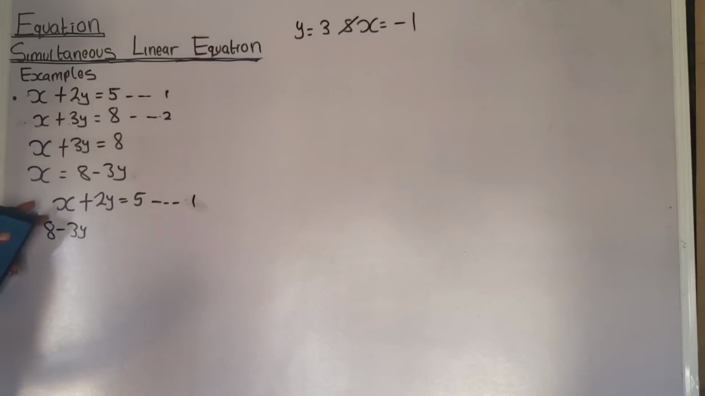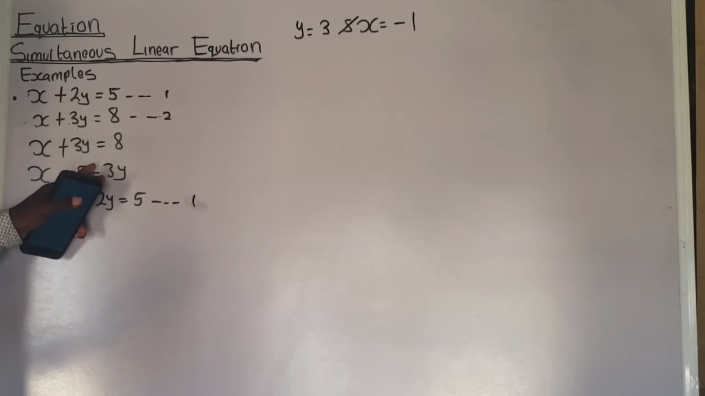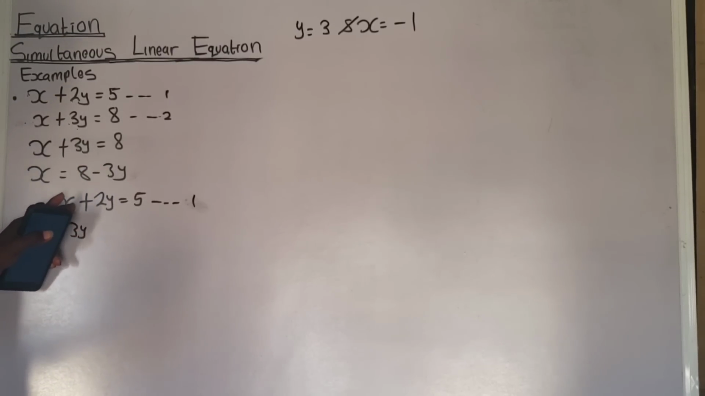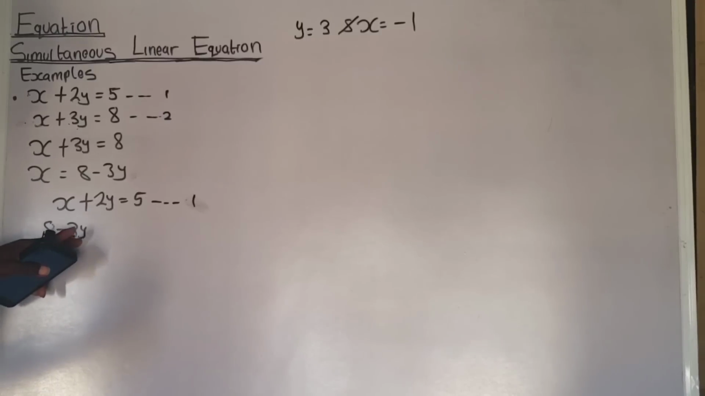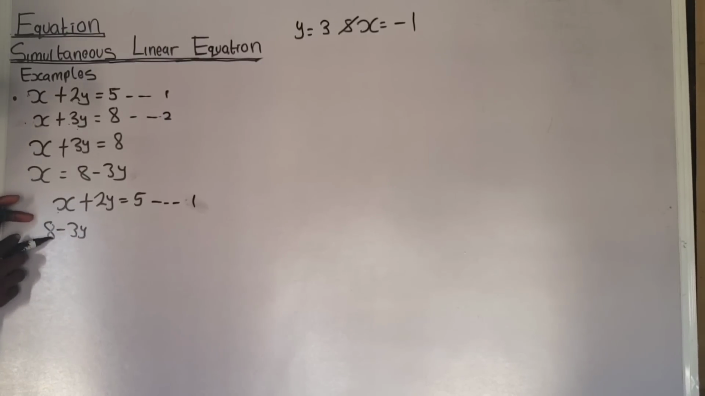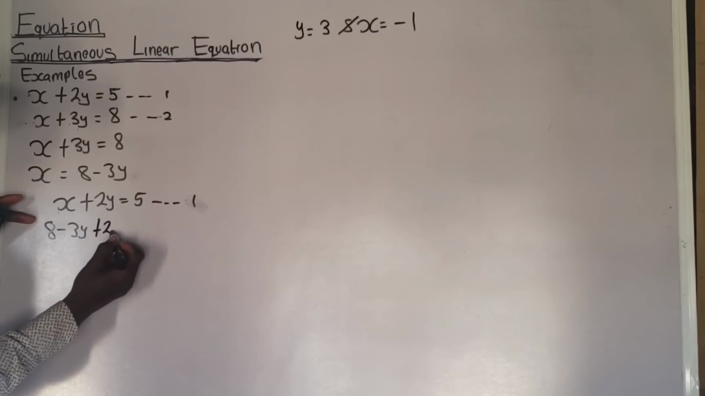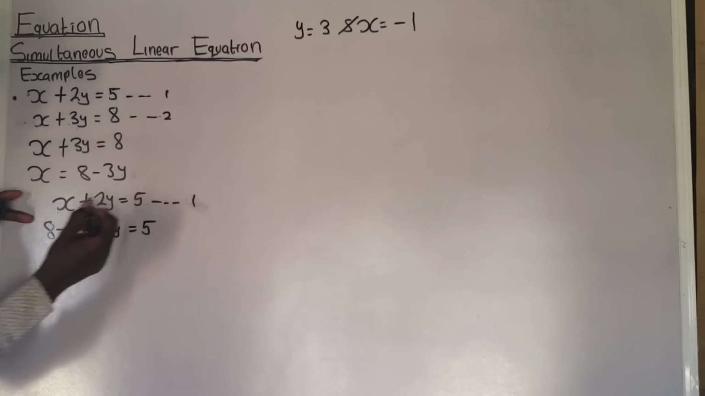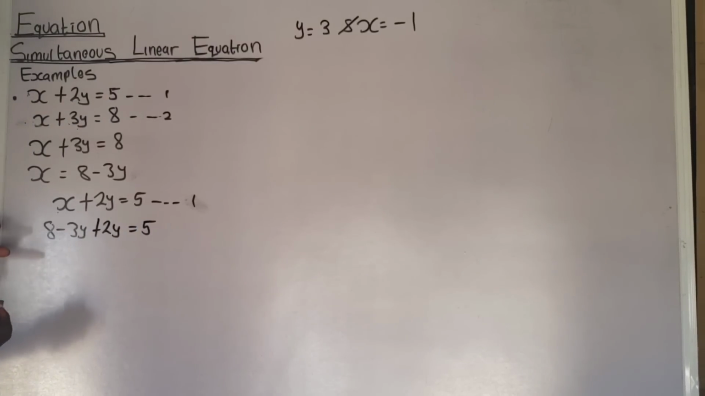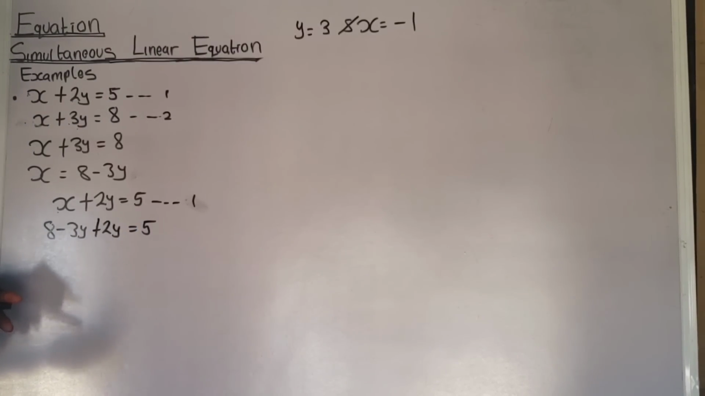Now, I'm going to substitute the value of x as 8 minus 3y into equation 1, okay? So that's why I have 8 minus 3y instead of x. I have 8 minus 3y plus 2y is equals to 5. Do you understand? Now, let's proceed to solve for the value of y, okay?